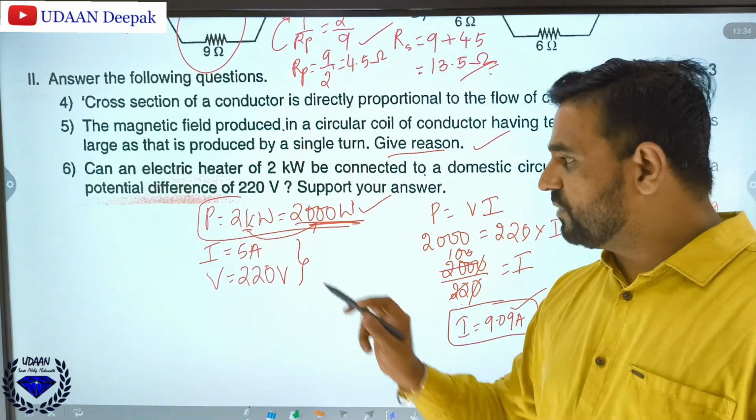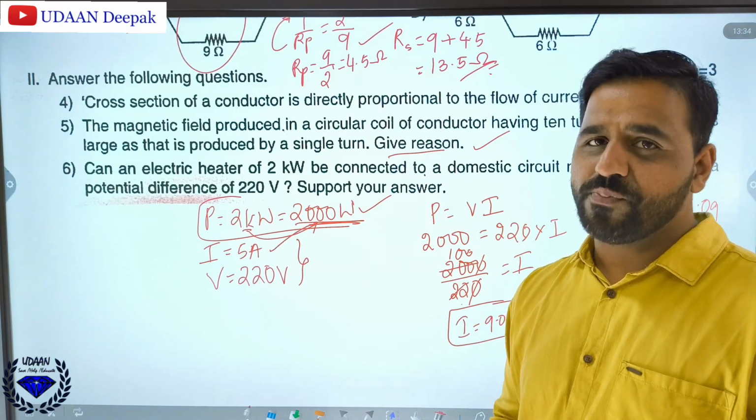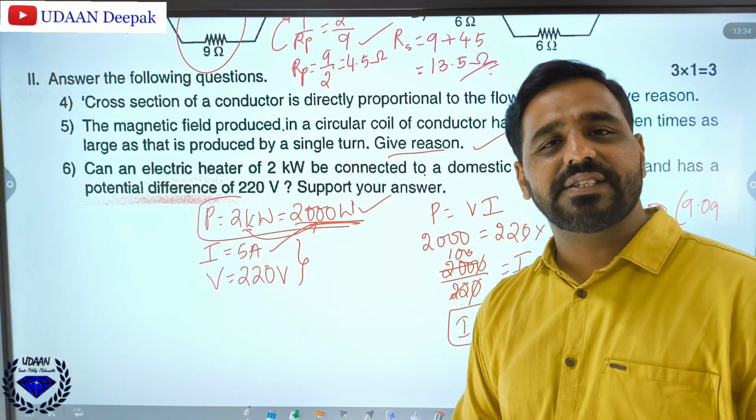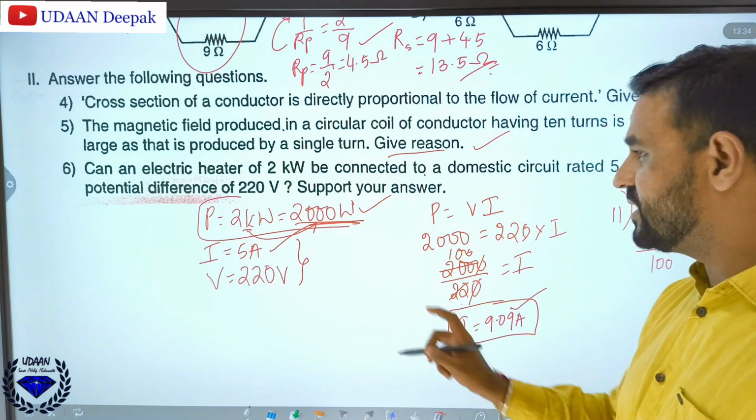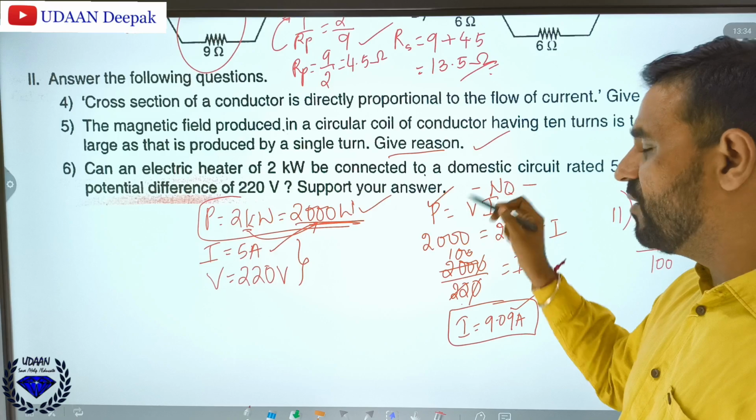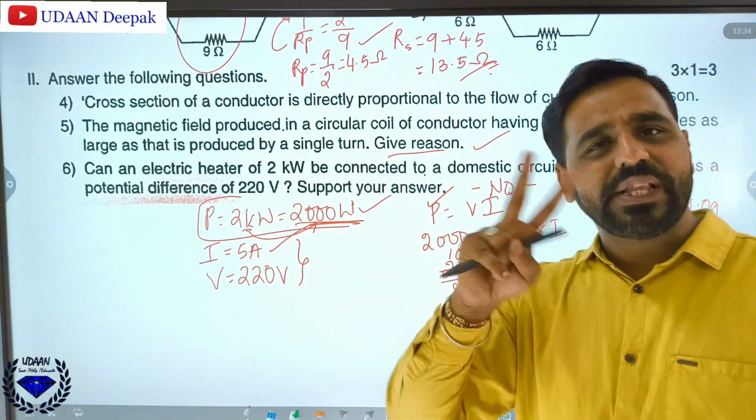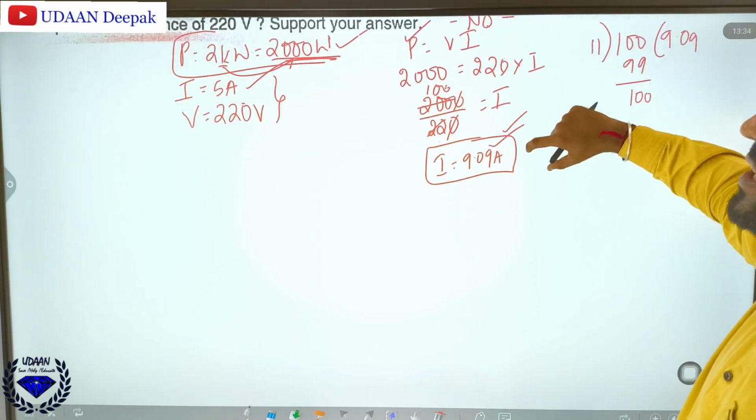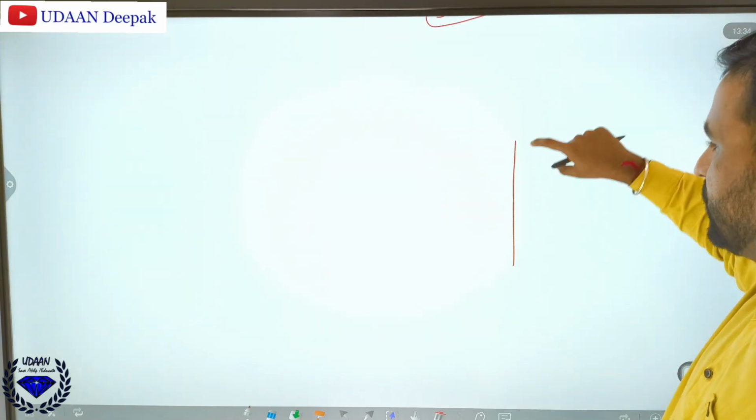It is 9.09, but available is 5. So again it is not possible, since the required current is more than the available current. Therefore, we require this, but supplied is only 5 ampere. Again, it is not possible. Either you can find power directly or you can find current. In both the cases, only one you should do. Both are accepted. Okay, I hope you got the clarity, because I have given both the solutions for you.